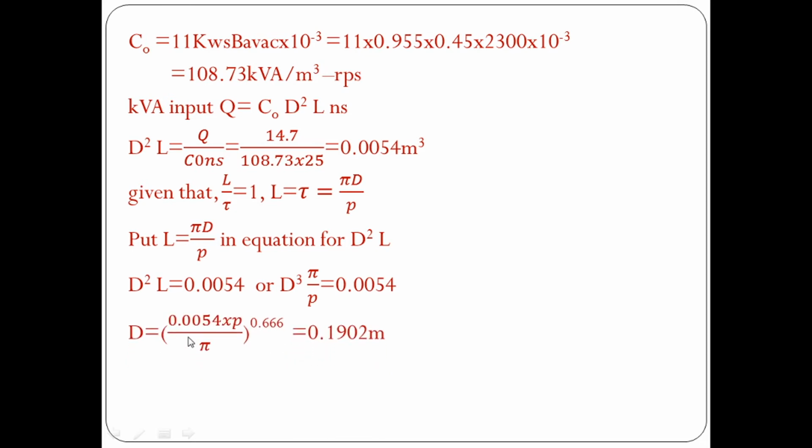If you substitute the number of poles and solve this, you will get the value of capital D as 0.1902 meter. From this D value you can substitute in the equation to find L, that is pi d by p. So you will get 0.1494 meter.